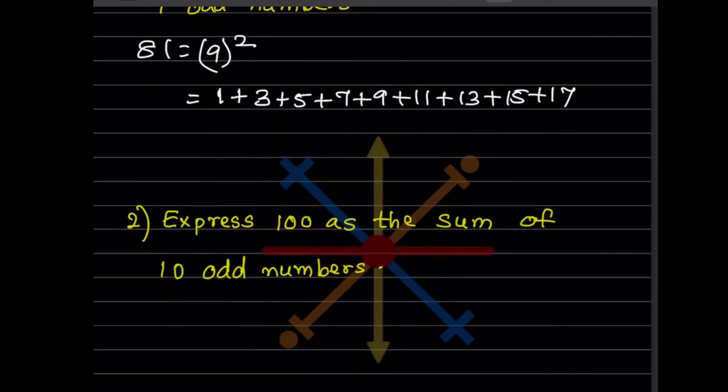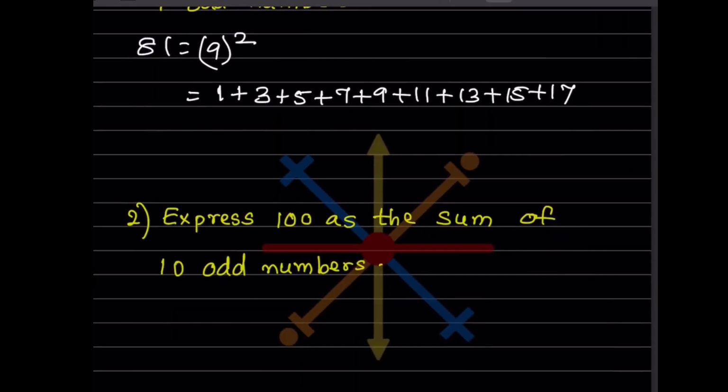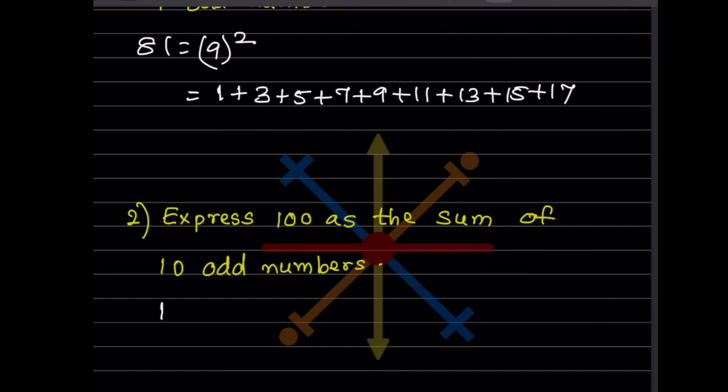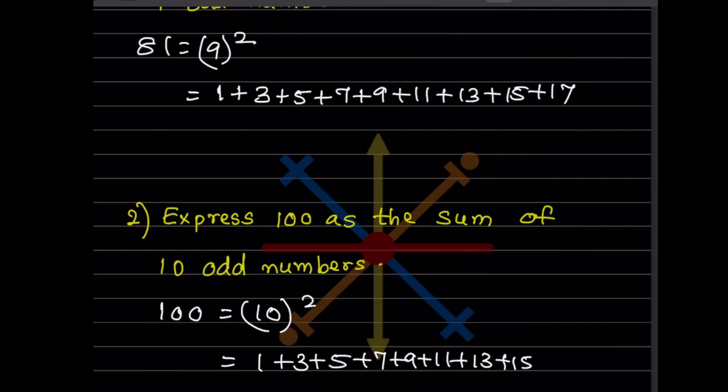Next one here, express 100 as the sum of 10 odd numbers. So 100 with 10 odd numbers means this is going to be 10 square. So this is going to be 1 plus 3 plus 5 plus 7 plus 9 plus 11 plus 13 plus 15 plus 17 plus 19. And again you can cross check: 1, 2, 3, 4, 5, 6, 7, 8, 9, 10. So this is correct.